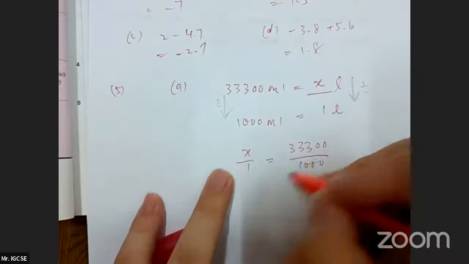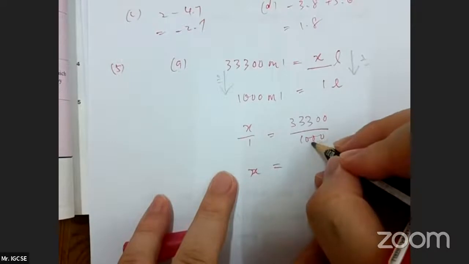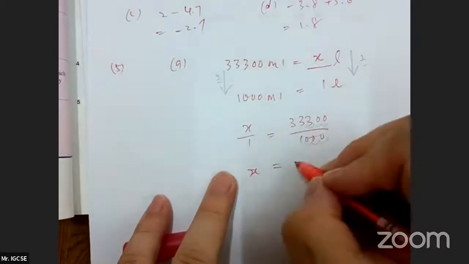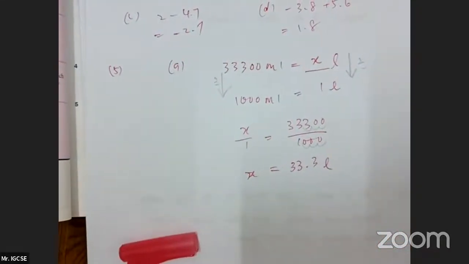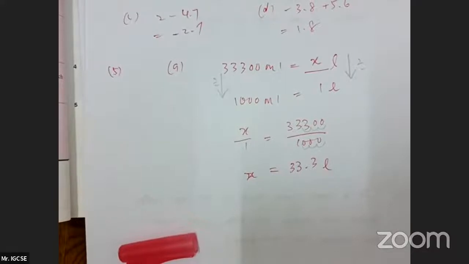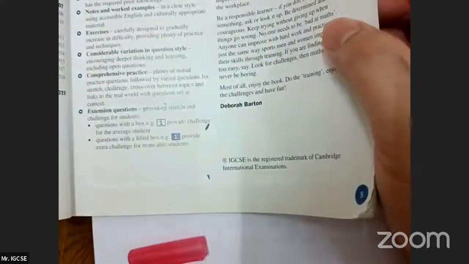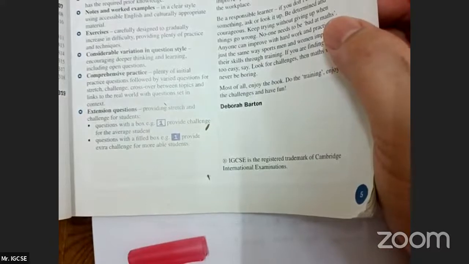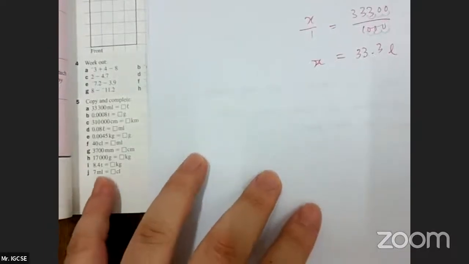Divide by 1,000, so your answer will be about 33.3 liter. This is the so-called ratio and proportion method. This is in your books, I think at the end of the chapter. No, it's chapter 13, direct proportion, 13.3. We'll be learning this later, so I shall just introduce this to you as fast as possible.